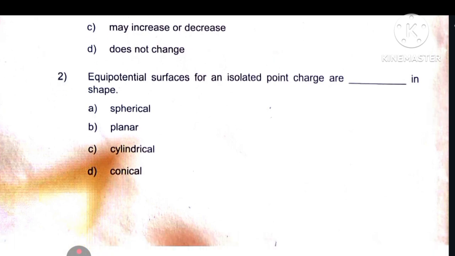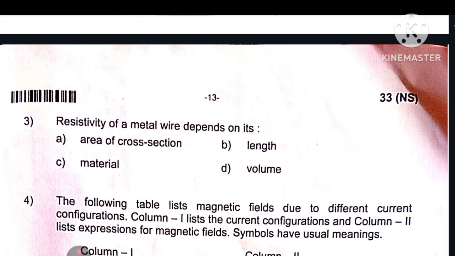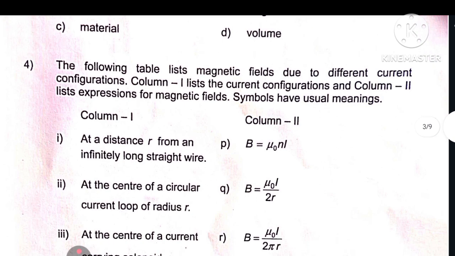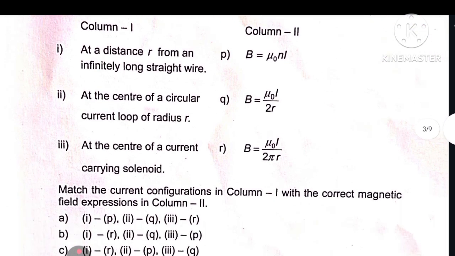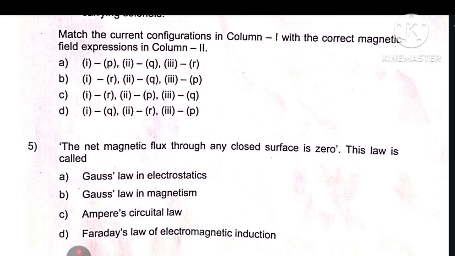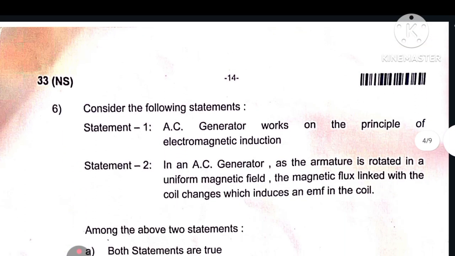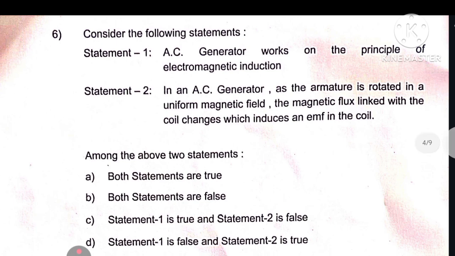The equipotential surface for an isolated point charge is dash in shape. The resistivity of a metal wire depends on its A, area of cross section, B, length, C, material, and D, volume. So these are all the questions they ask. Just read the questions on your own, so I can tell the answer directly. The net magnetic flux through any closed surface is 0. This law is called. Coming to the next question, consider the following statements. Which statements are correct among the above 2 statements? Both statements are true, both statements are false. You have to choose one answer among these.